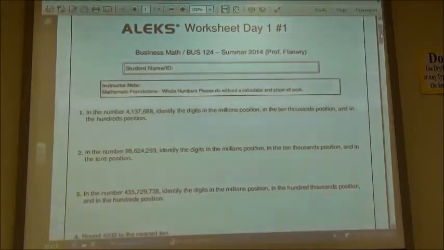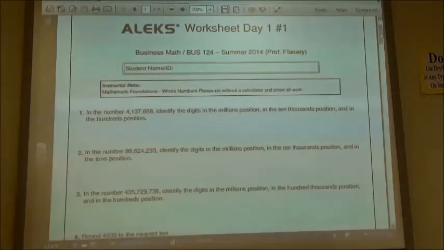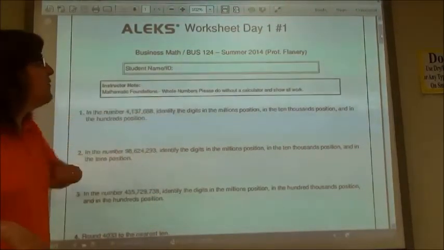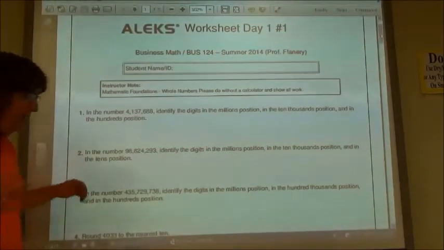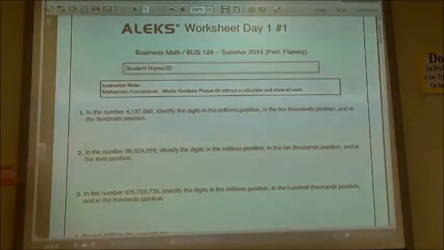Business Math Worksheet Day 1, I've just kind of divided up the sections into things that are alike that go together. This one is Mathematics Foundations, doing the stuff on whole numbers. If you look at the front on the syllabus, it will have how each day is divided up. Sometimes there are maybe 5 or 6 topics, sometimes there's only 1 or 2 because of the way the test or the homework generator works.